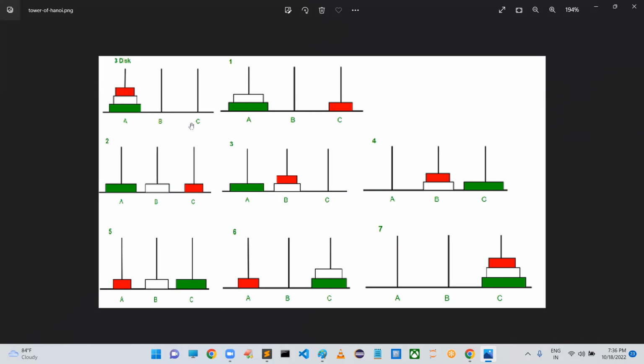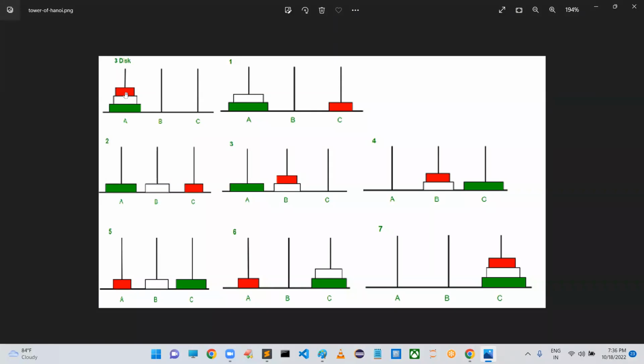With respect to size, you can't keep a lower disk below a higher one. Always the higher disk should be at the bottom, and on top of that you have to take the lower disk. Like this, you have to move one step at a time. Meanwhile, you can use one auxiliary tower, which is nothing but B.